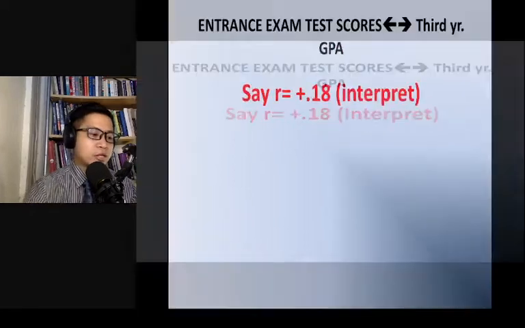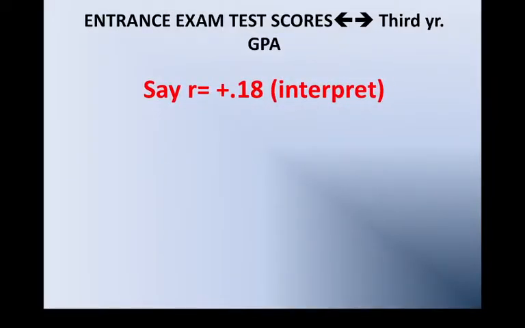Hindi maganda ang resulta kapag ganito kababa ang correlation. Kapag positive 0.18, meaning there is a weak relationship between the two. Diba? Kapag weak ang relationship, anong ibig sabihin yan?